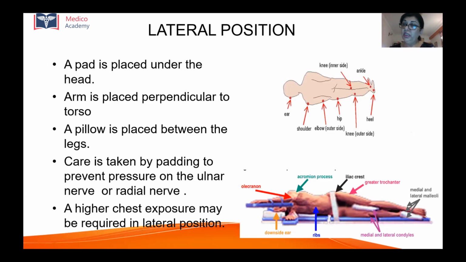This position can compromise the oxygenation, especially in obese and severely arthritic patients, due to the VQ mismatch. A pad is placed under the head, so it is in neutral position. The arm is placed perpendicular to the torso, whether on a pillow or over an armrest. A pillow is placed between the legs. Care is taken by padding to prevent pressure on the ulnar nerve at the elbow or the radial nerve at the radial groove. A higher chest exposure may be required in lateral position, and in this the arm is kept in a more anterior plane to the body to prevent stretching of the brachial plexus.